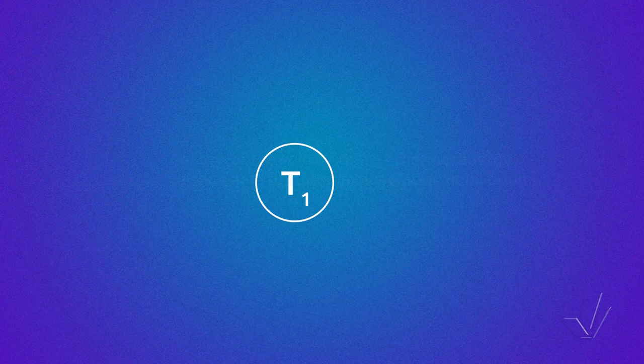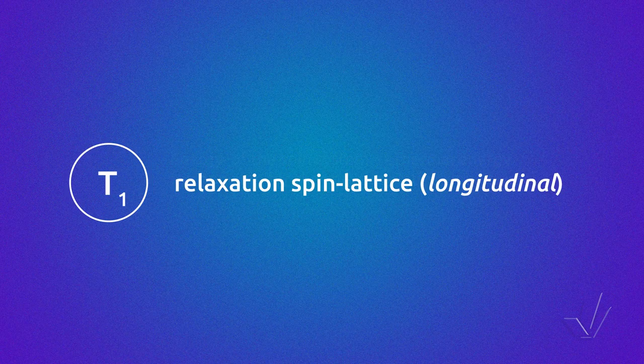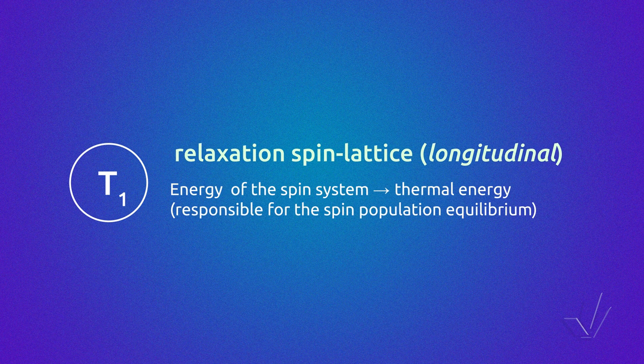The excess of nuclei population depends on the strength of the applied external field, and as the intensity of the signal depends on the number of excited nuclei, the sensitivity and resolution increase with the strength of the magnet. There are two main relaxation times. T1 is the spin-lattice relaxation. It is longitudinal because it occurs in the direction of the field. In this process, the spins lose their energy to the surroundings in the form of thermal energy, and it is responsible for the spin population equilibrium.